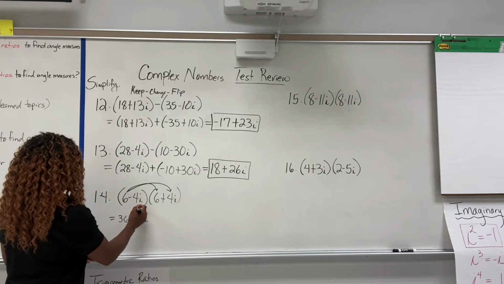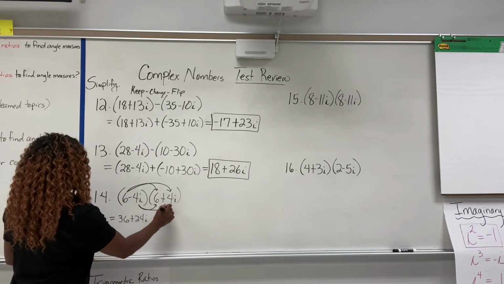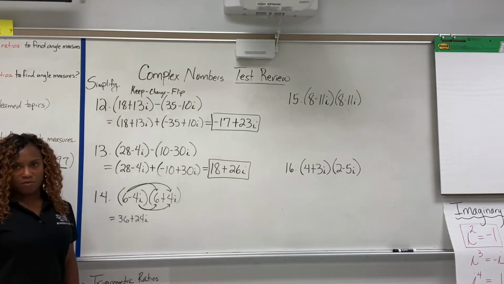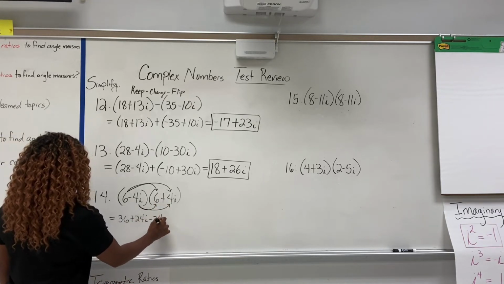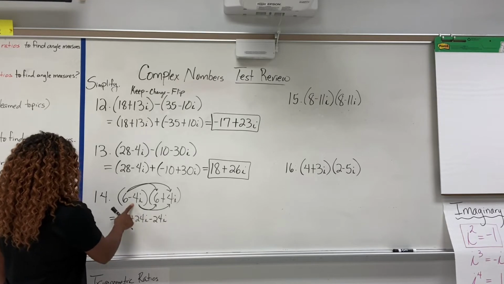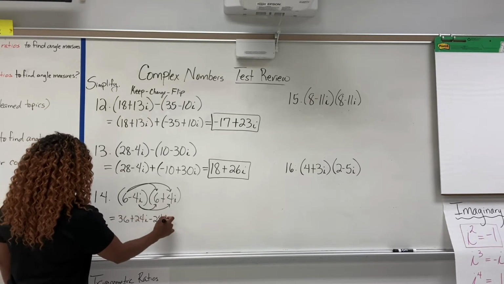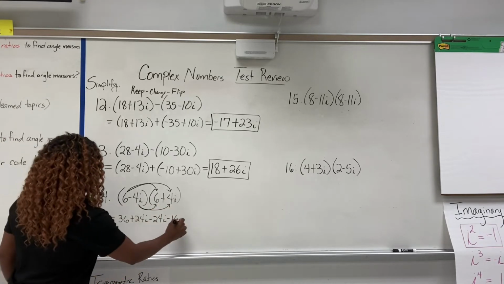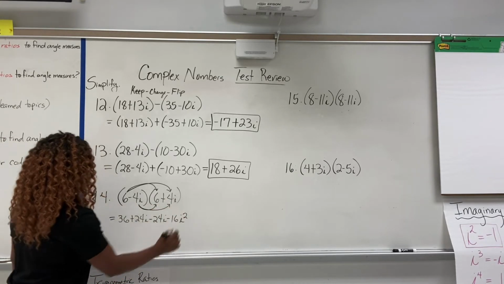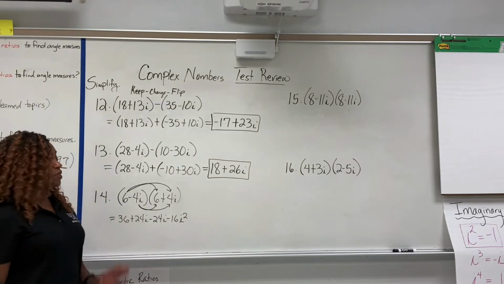Now I'm going to do the same for negative 4i times 6 and negative 4i times positive 4i. So this will give me negative 24i. And this negative 4 times 4 is negative 16. But look, i times i, that's my i squared. Told you we were going to have an i squared, and we know what to do with it.